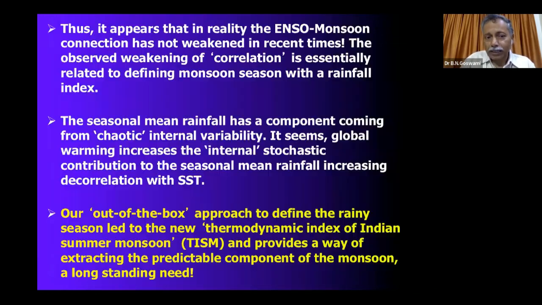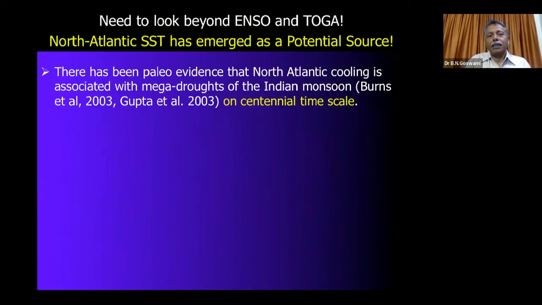And one such factor possibly is the North Atlantic SST, and I'll demonstrate that indeed it actually adds predictability to the monsoon, additional predictability to the monsoon. There has been a lot of paleoclimatic evidence which indicates that Atlantic cooling has always been associated with mega droughts in the monsoon region, on centennial and longer time scales.